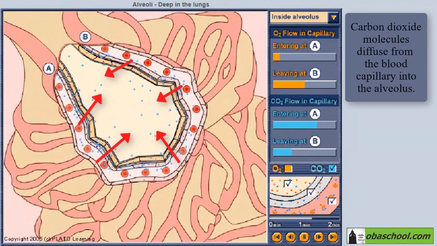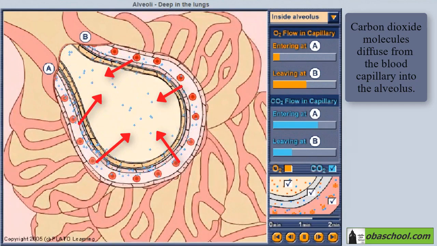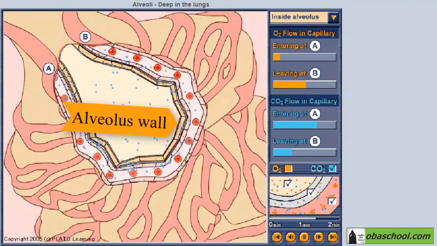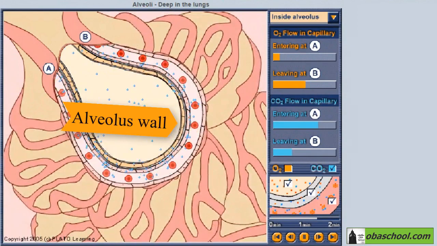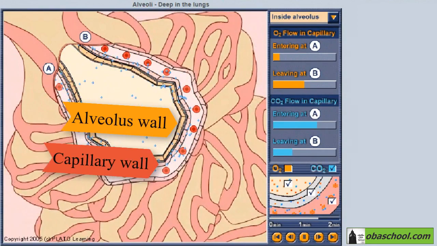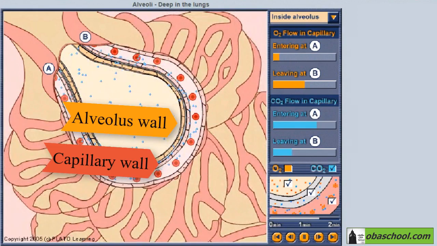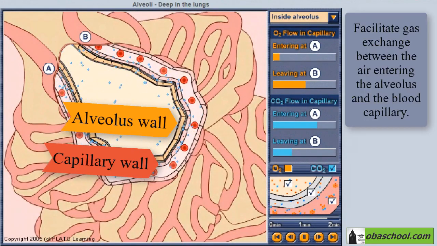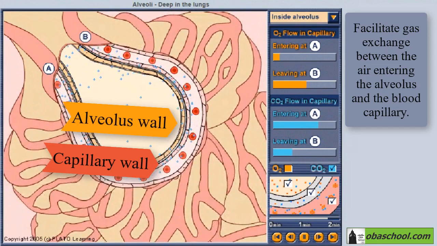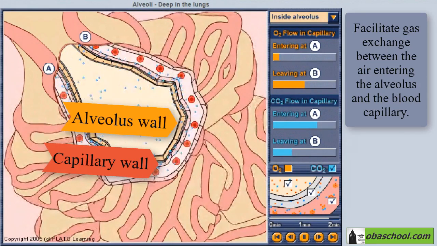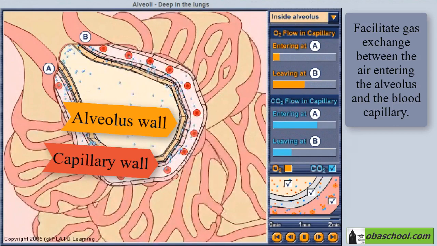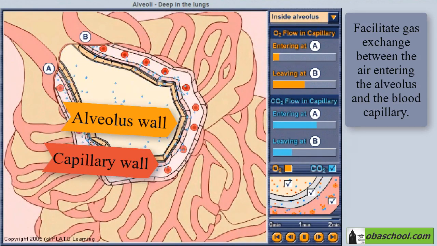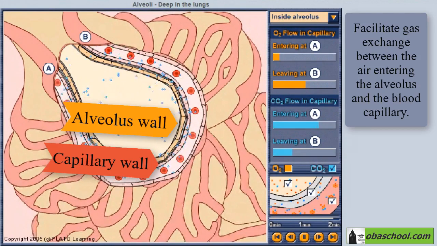And as you can see, the gas passes through 2 barriers. The first barrier is the alveolus wall, and the second barrier is the capillary wall. And each wall is 1 cell thick. Why do you think it is only 1 cell thick? Well, it is 1 cell thick in order to facilitate, or make it easier for, the gases to be exchanged between the air that is entering the alveolus and that of the blood.